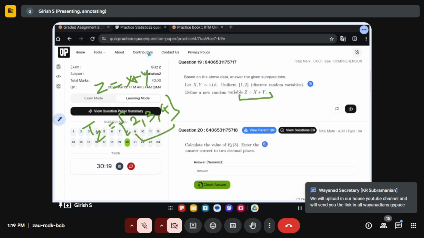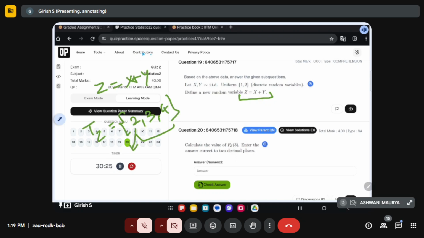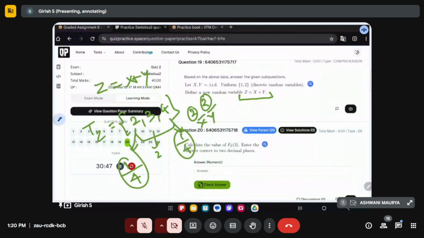So 2, 3, 4. So f_Z of 3, this can occur in two ways out of the x, y pairs. This has two possibilities, and the total number of possibilities is 4. And 2 occurs particularly when both are 1. It is 1 upon 4. 4 occurs when both are 2. That is also 1 among 4 possibilities. And this will carry the remaining.